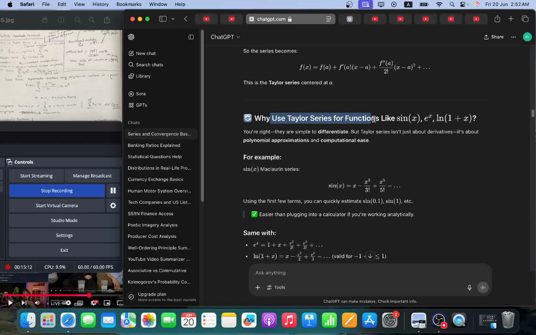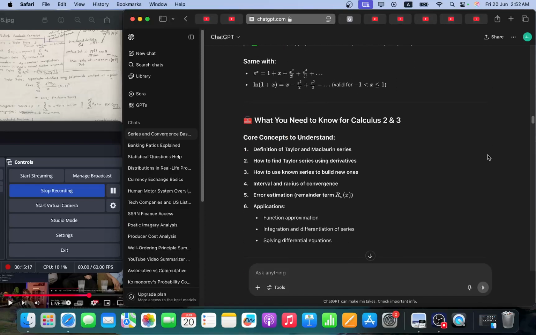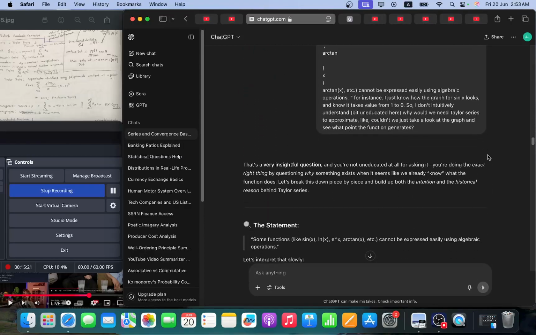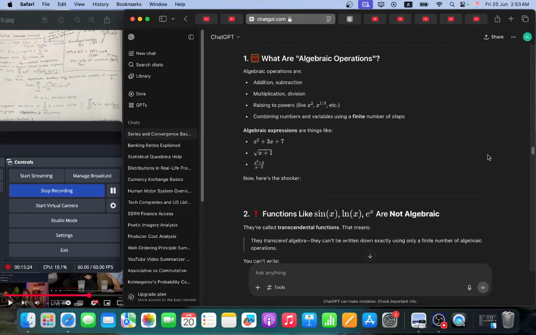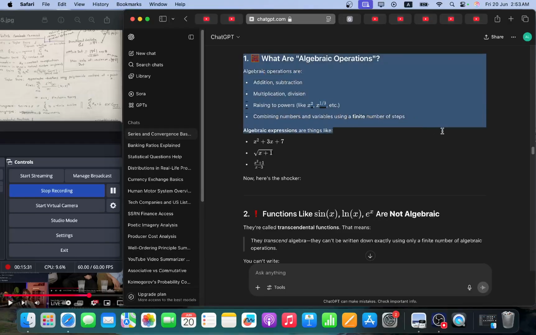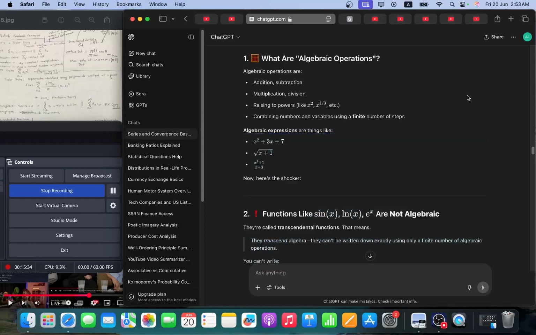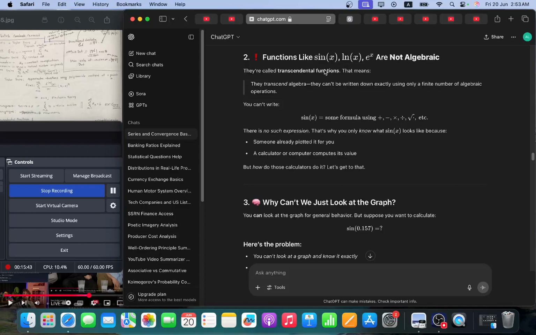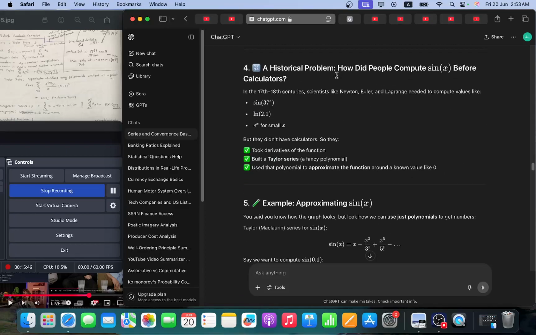Why use Taylor series for functions like this and that? I think this one is quite easy to understand. Summary, etc., it doesn't matter. So I asked what are algebraic operations. Did I ask that or did it define? It did define, because I asked something else, and I'm really glad that it did, because if it didn't, I would be kind of lost. It makes the point that these are not algebraic.